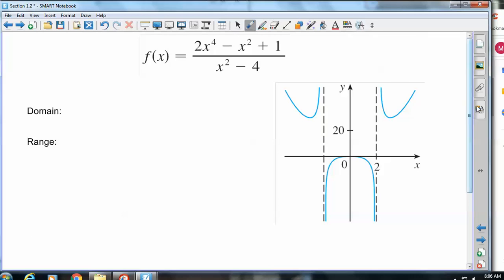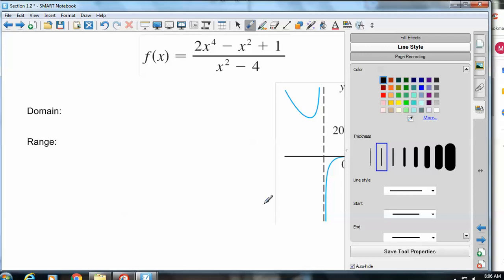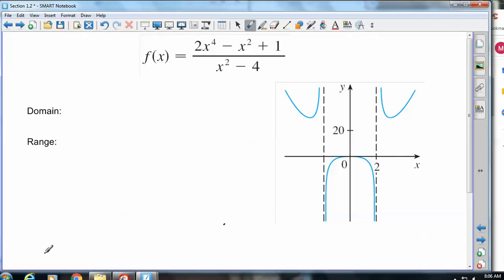So the domain of this one. So starting over here at the negative infinity, it stops when we get to negative 2. Picks up again from negative 2. And then the last piece is from 2 to infinity. Could we get that from the equation?